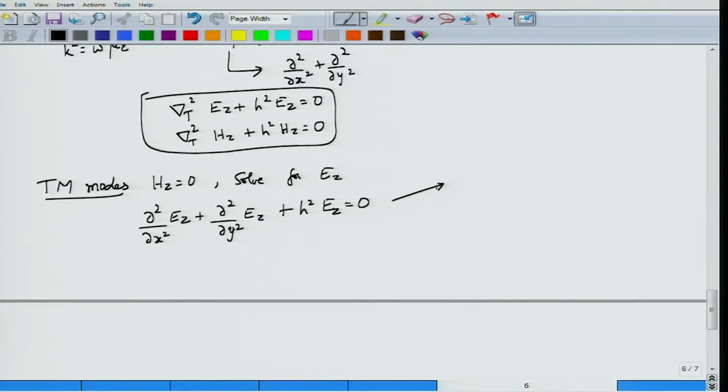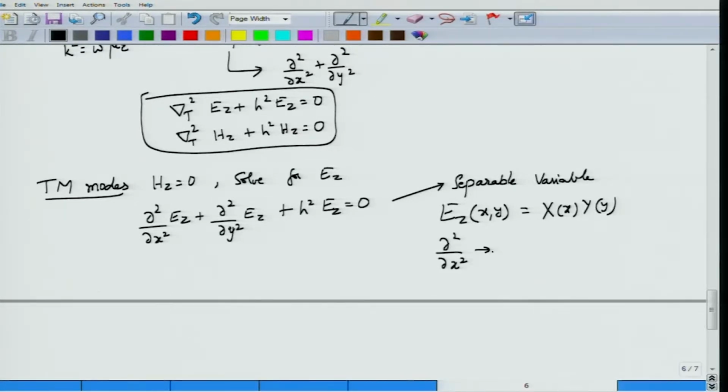Fortunately, this problem has been studied quite a bit by the mathematicians, and they have come up with various techniques. One of the techniques that you can use is what is called the separable variable method, or variable separation method. In this method, we assume that the solution for Ez, which will be a function of both x and y, obviously, because the partial differential equation has both components, can be written as X of x times Y of y. Then del square by del x square will become X double prime of x times Y of y, because this is a partial derivative with respect to x.